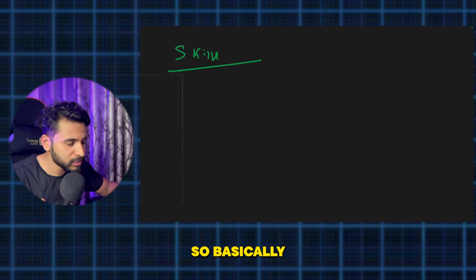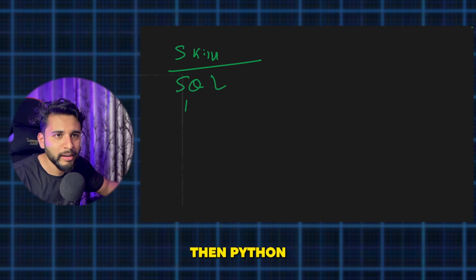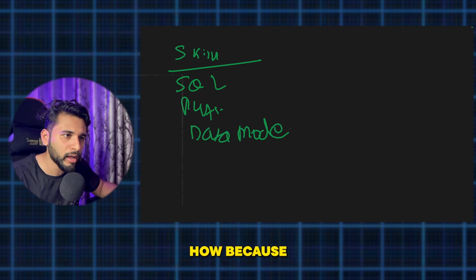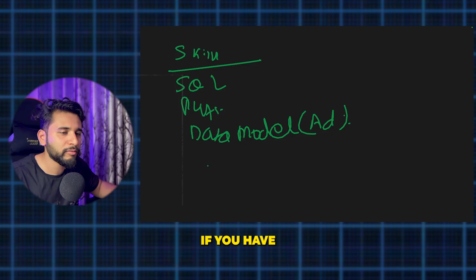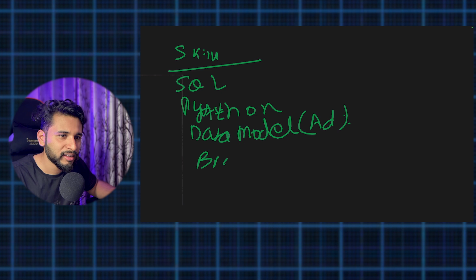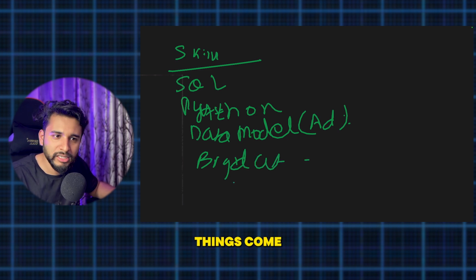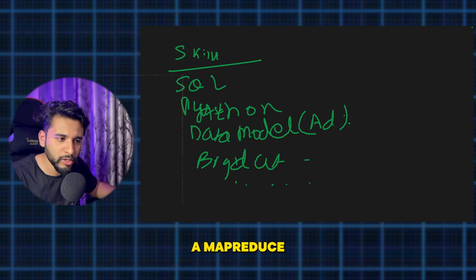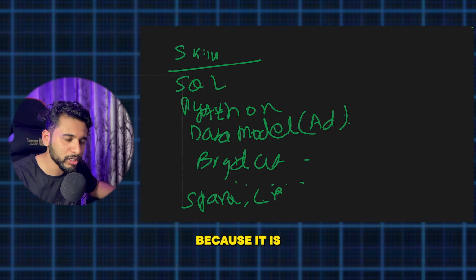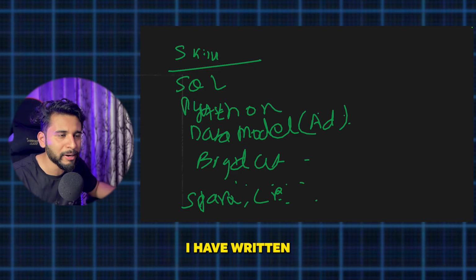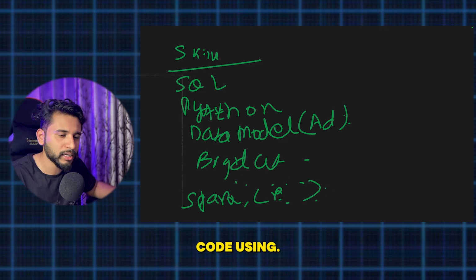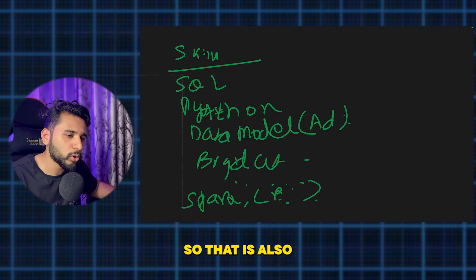That is very important. So basically skills: first of all, SQL is important. Then Python is important. Then data modeling, how to model the data. This is an advanced topic, but if you have the understanding, you will definitely get more pay. Then big data. In big data, many things come: Hadoop, YARN, MapReduce, Hive. Then there is the concept of Spark. PySpark is also related, because it is an API built on top of Spark, written in Python, that talks directly to Spark, so you can write Spark code using Python. That is also great.